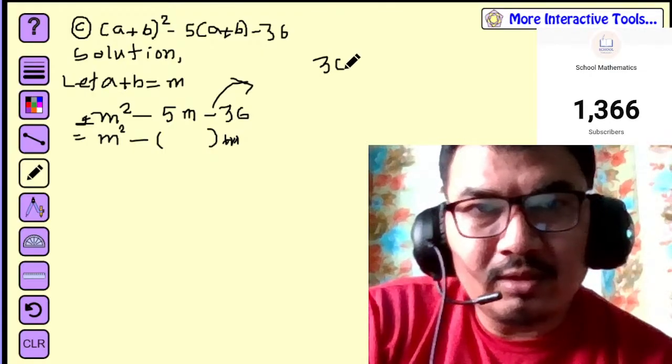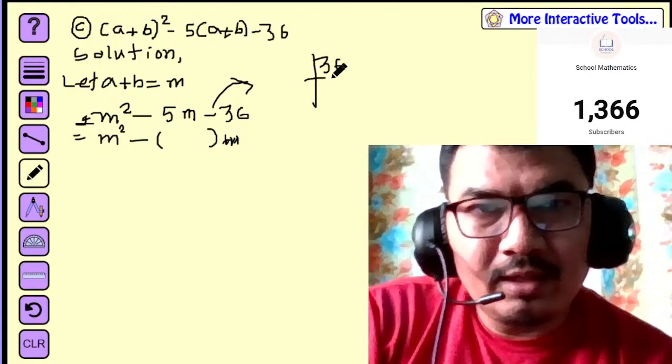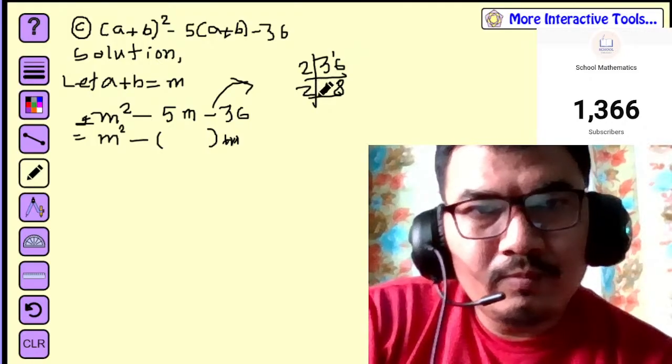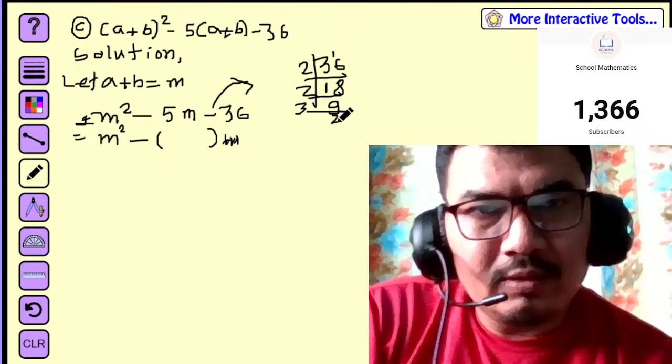Let's factorize this 36 and find two factors. Look, 2 18s are 36, then 2 9s are 18, then we can do 3 3s are 9.